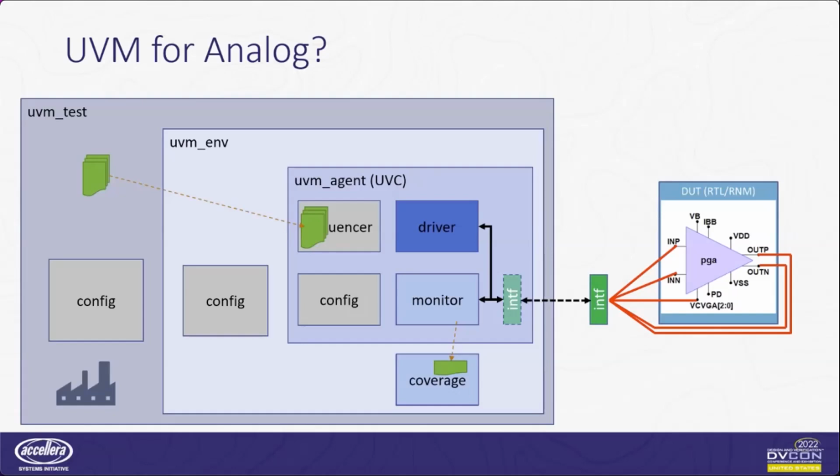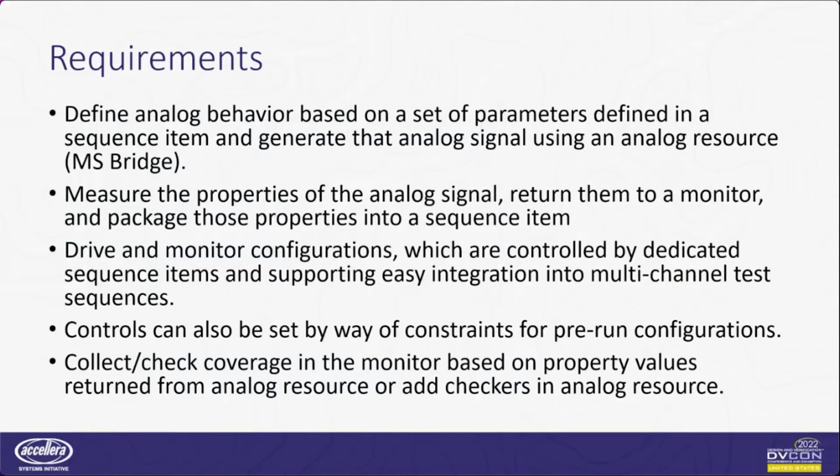So basically what we want to do is to define these analog behaviors that will be based on the set of parameters defined in the sequence item, and generate that analog signal in some way. And we're going to use what we're going to refer to as an analog resource or an MS bridge. So you'll hear Tim using that term quite a lot, actually. We also want to be able to measure the properties of that analog signal and return them to the monitor, and then package those properties into a sequence item that we can then use to record as coverage or send to a scoreboard or whatever we might need to do.